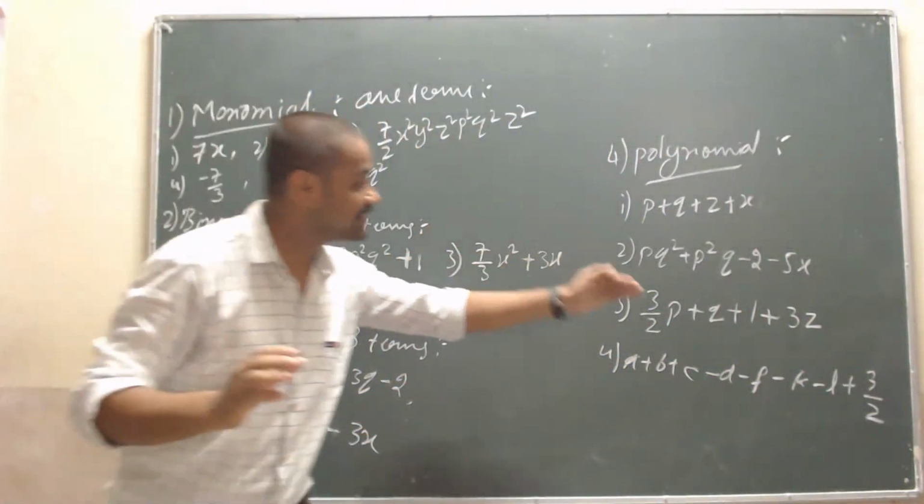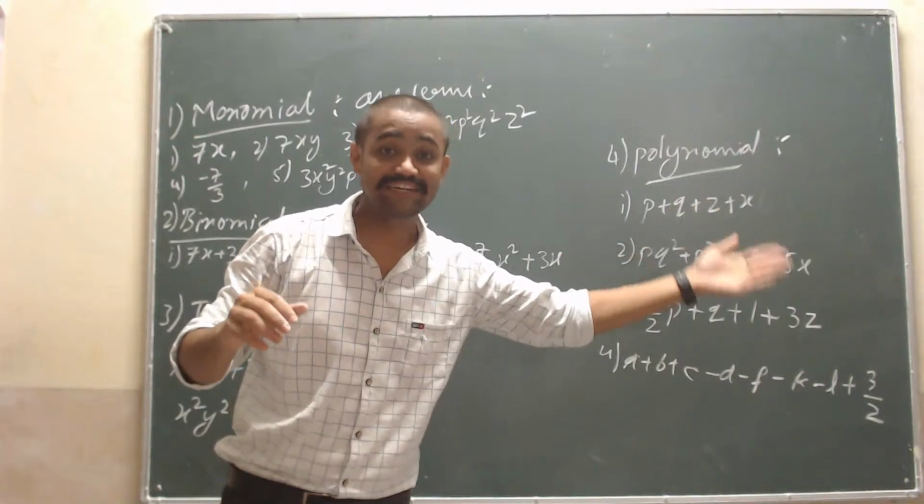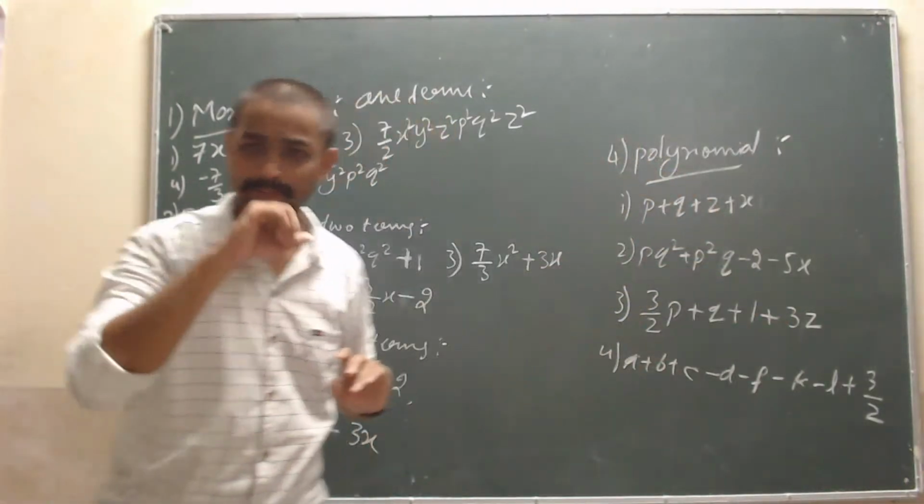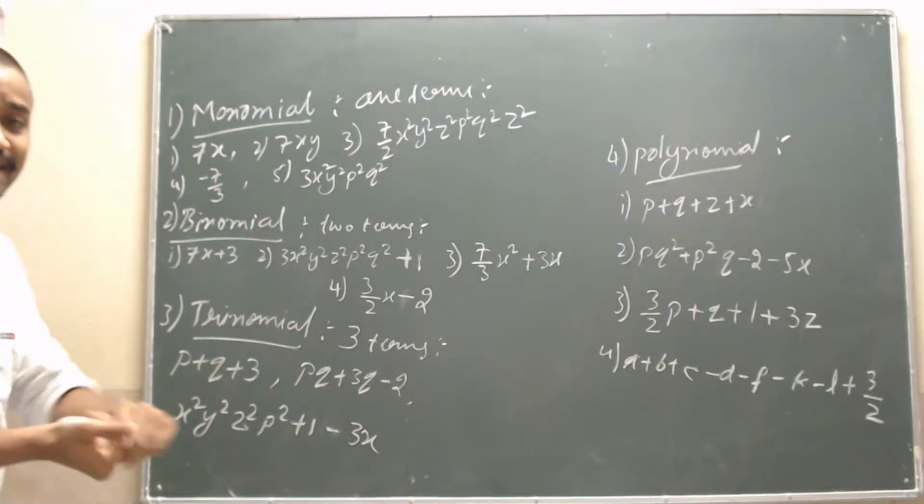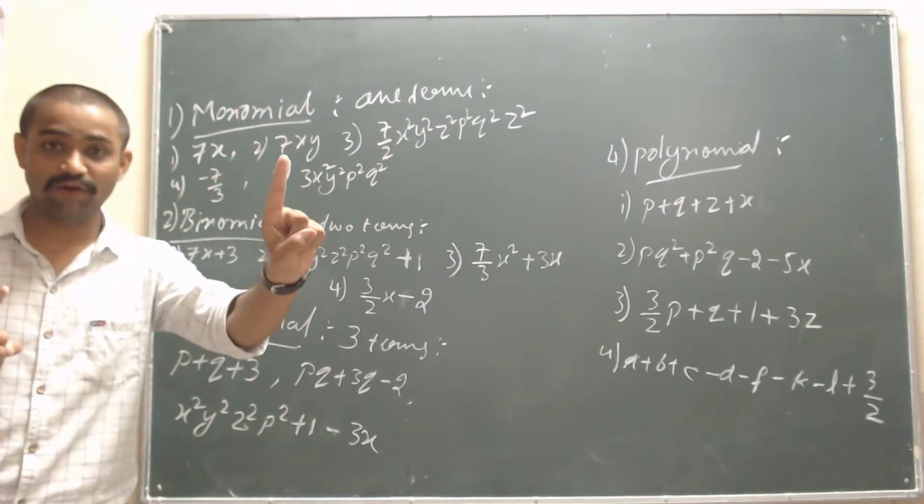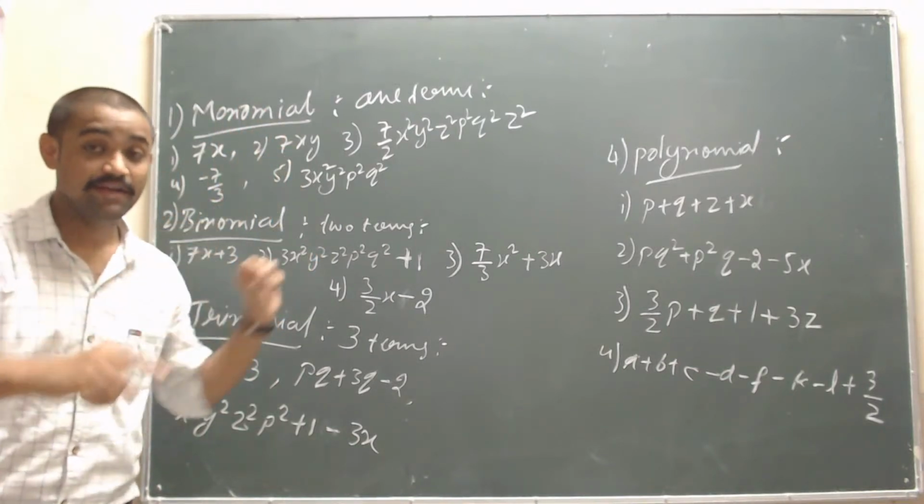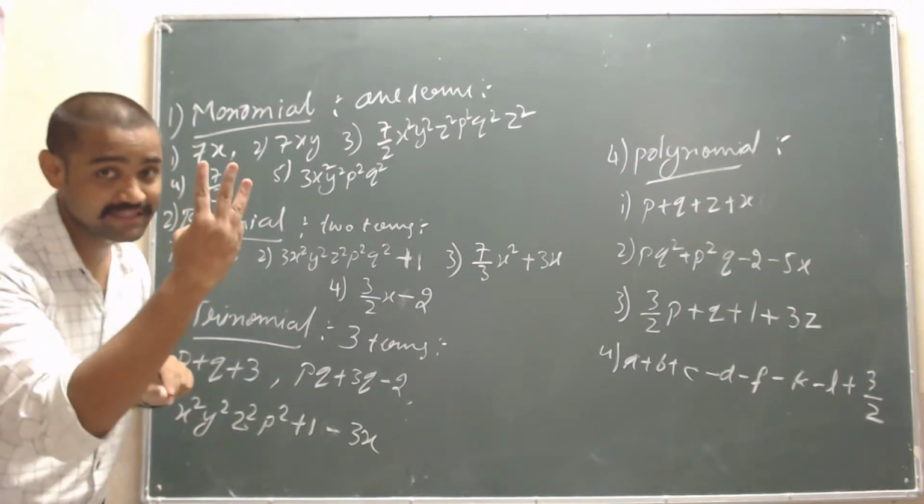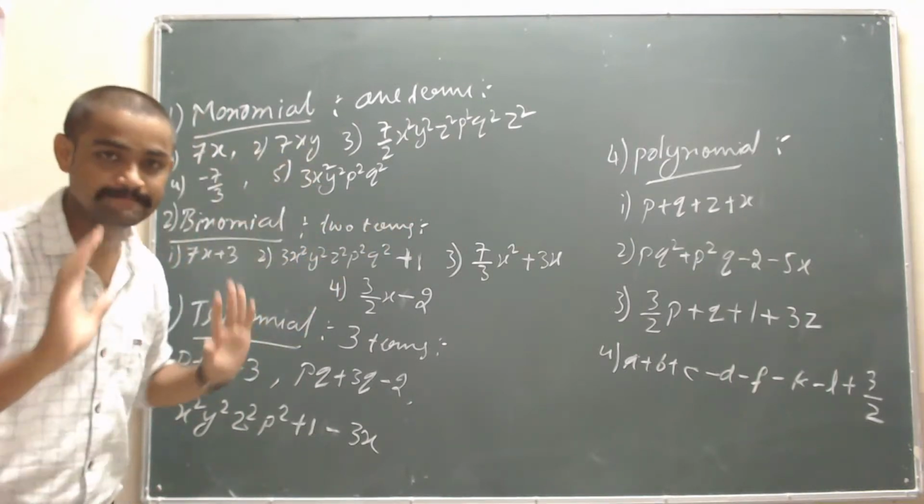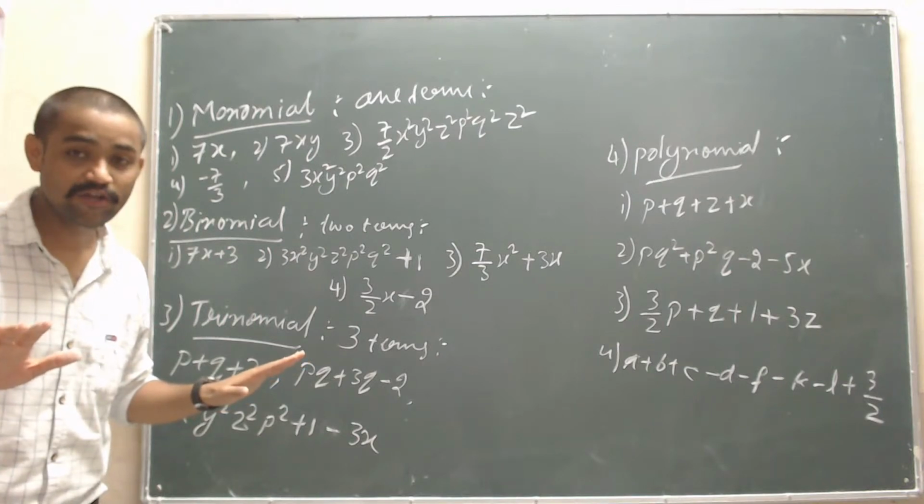Sir, it must be made up of more than three terms. That is polynomial. Is it clear, students? Monomial means the expression must be made up of one term. Mono means single, bi means 2, tri means 3, poly means more than 3. Is it clear? Okay, students.